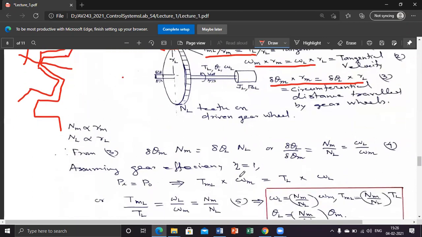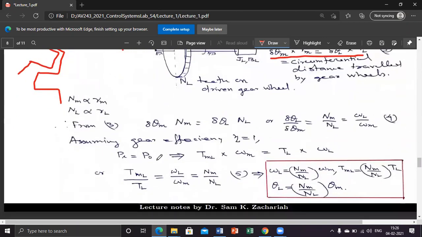And assuming a gear efficiency eta equal to 1, Pi is equal to Po, that is TML into omega m equals TL into omega L. Or you can say that TML by TL is equal to omega L by omega m equals Nm by NL. So this is the relationship that we are going to use while we incorporate a gear in the electromechanical actuator. Clear?